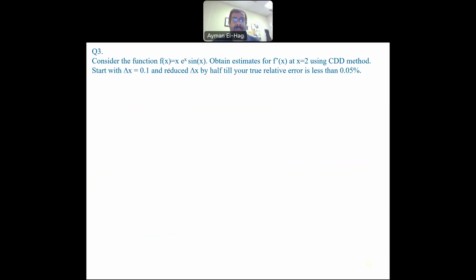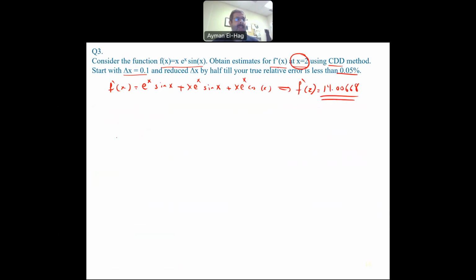Now here, this is the last question. We have f of x equal to x times e to the power of x sine of x. We want to find the first derivative at x equal to 2 using the central divided difference only. We'll start with 0.1 and we reduce by half, and we want the true error to be less than 0.05%. So basically your f prime of x is equal to e to the power of x sine x plus x e to the power of x sine of x plus x e to the power of x cosine of x. So this will lead to your f prime of 2, because this is where we want to find the derivative, being equal to 14.00668.